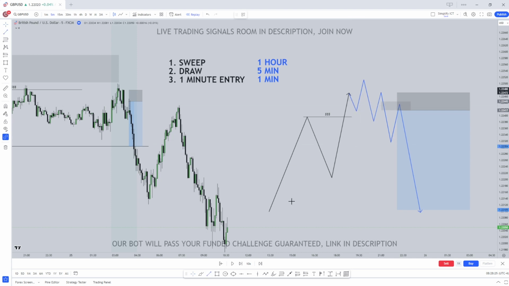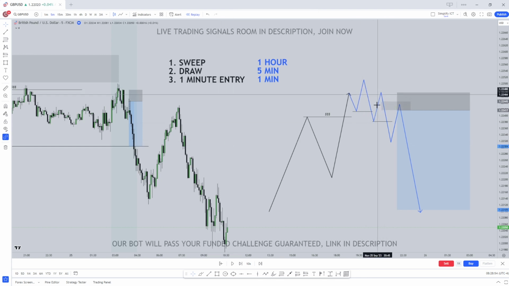What a lot of people look for straight after the first break of structure right here on the 1 minute time frame is a fair value gap, and there's nothing wrong with that. If there is a fair value gap there, that's fine to trade off. But when there isn't a fair value gap here, and I'm going to show you this on the live market examples, a lot of people miss the full trade because they think they've missed out.